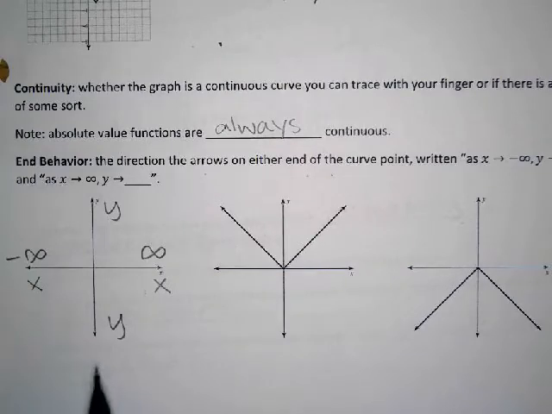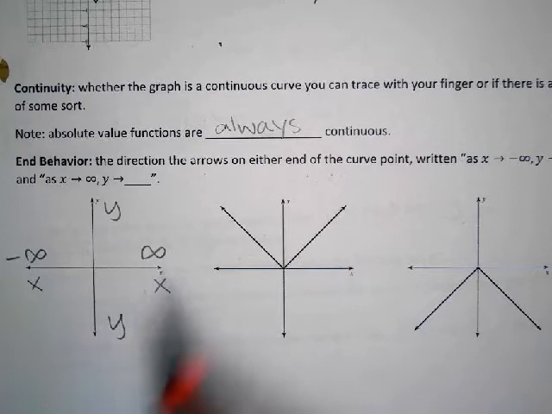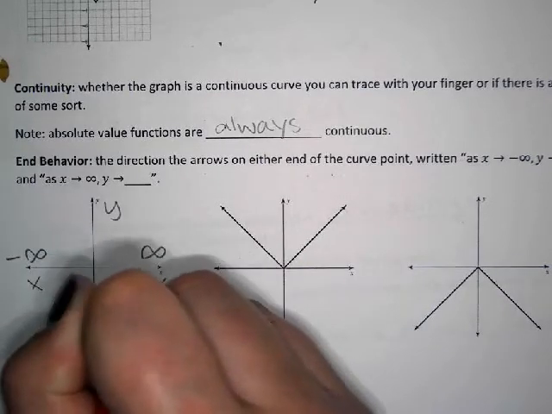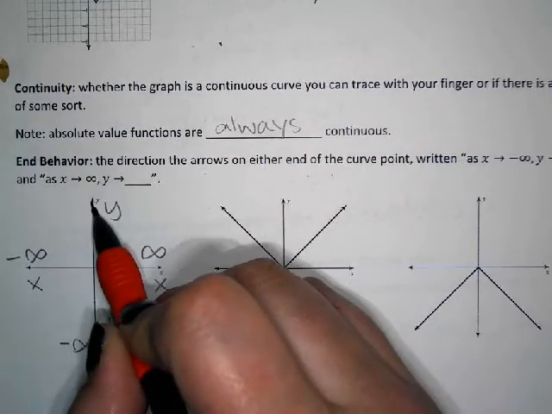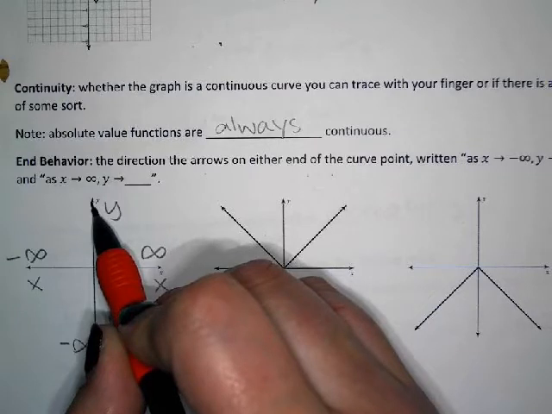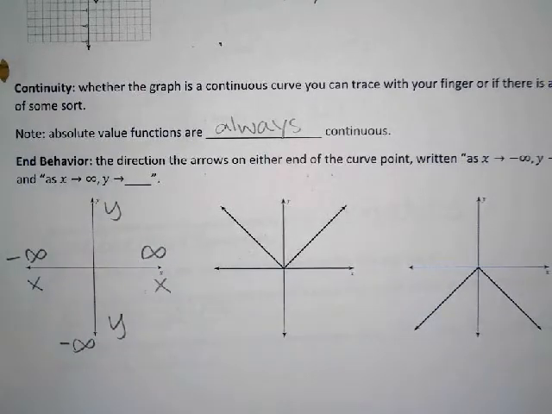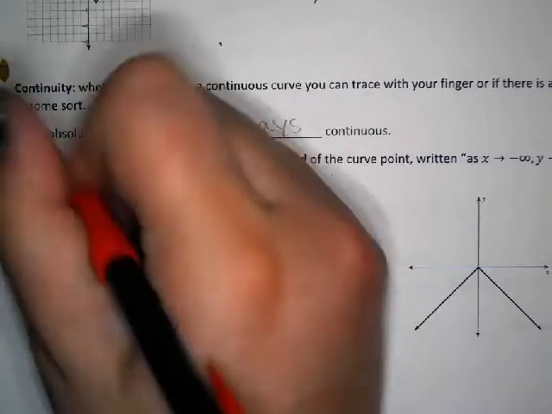A negative. So I'm going to say this is negative infinity because that arrow goes down. And then this arrow goes up. So is this arrow a positive or a negative? It goes up, so it's positive. Okay, so when we look at our pictures and we have the V's, we have this arrow right here.